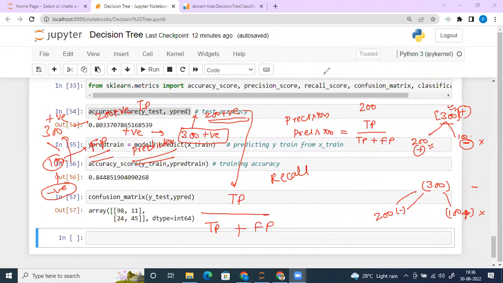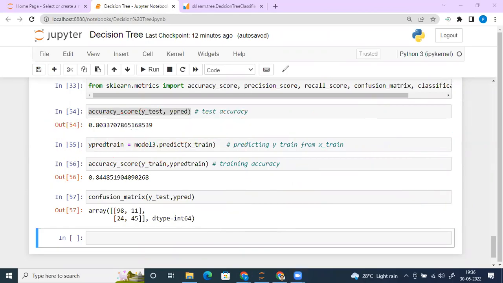Clear, everyone? Please see and tell me. Take your time and understand. I repeat once again the entire process. Please see, it is important. That's why I'm emphasizing again and again.